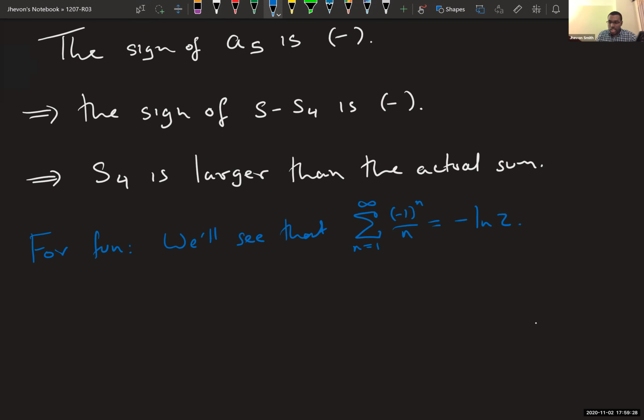And let's actually look at what that is. Again, you wouldn't be required to do this because I'm actually using my calculator. But let's see what that is. This here is minus 0.69314718.